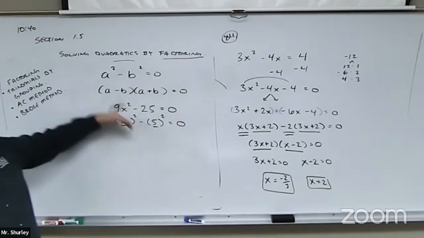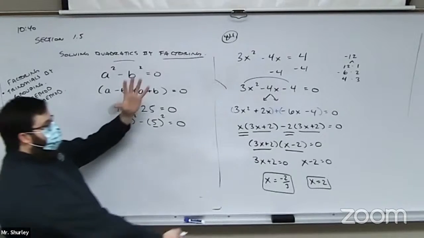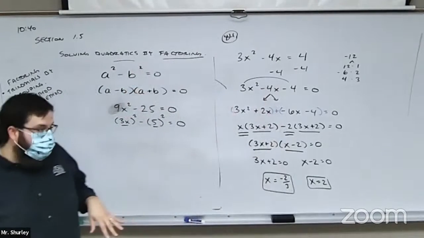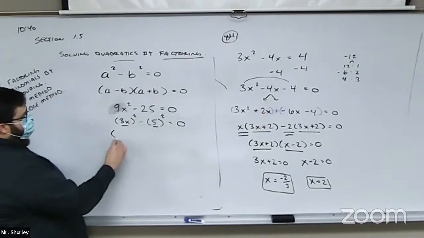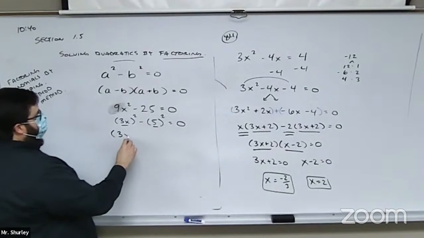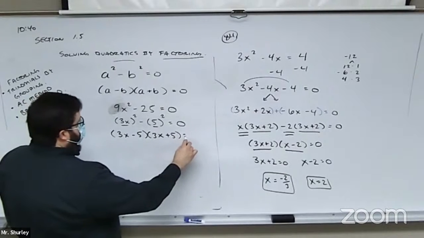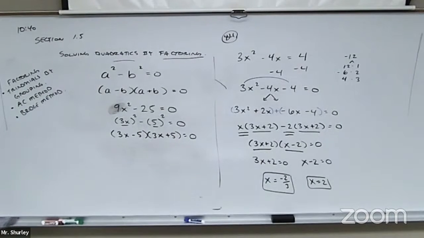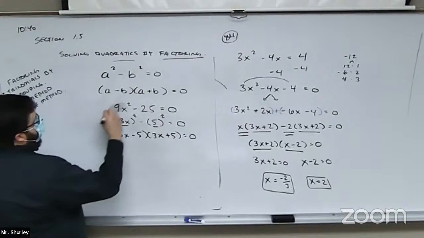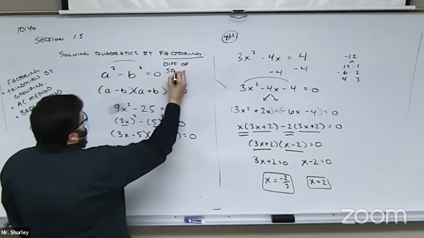So if that's my A and that's my B, I can pop it into conjugates in one step. I don't have to do all of this stuff, okay? It's a shortcut really, if it works. I mean, it's got to be in this really special form for it to work. But it's 3x minus 5, 3x plus 5, okay? 3x minus 5, 3x plus 5. So this is called difference of squares. If you want to look it up, difference of squares.